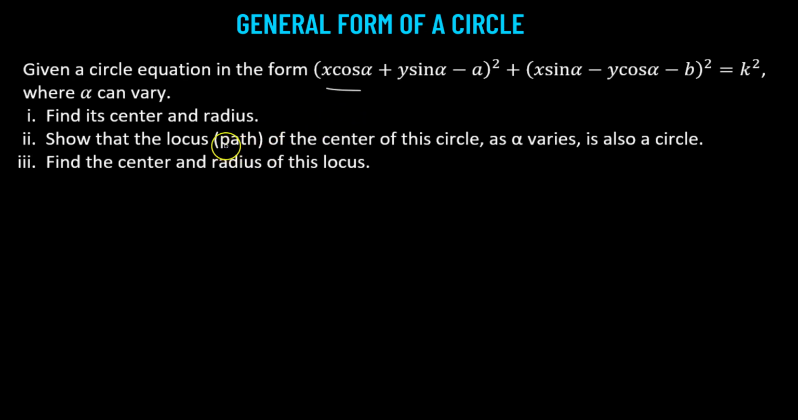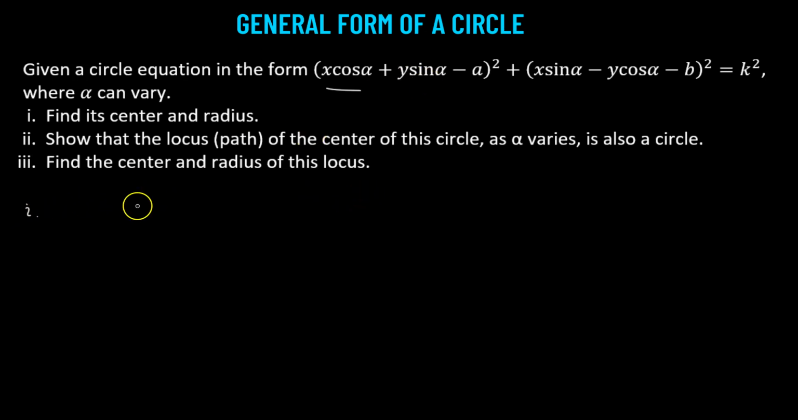Next, we are going to rotate the circle. Since it's mentioned that alpha can vary, let's say alpha changes by some particular angle, and then we have to show that the locus of the new center that we have obtained is also a circle. If it is a circle, then we have to find the center and radius of the new circle that is formed. So let us begin. We'll start with our initial problem.